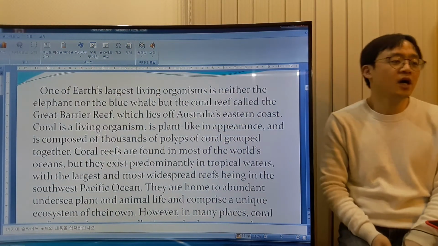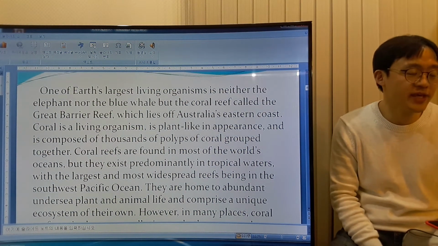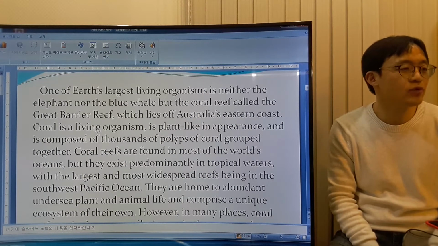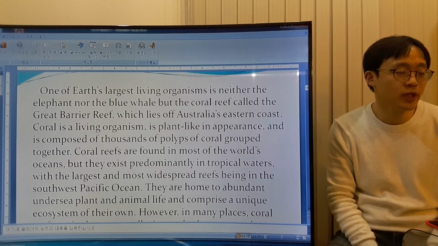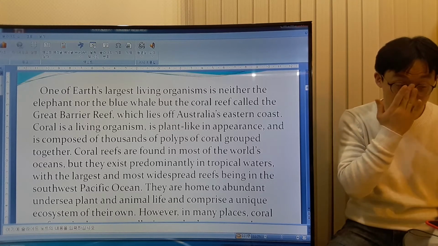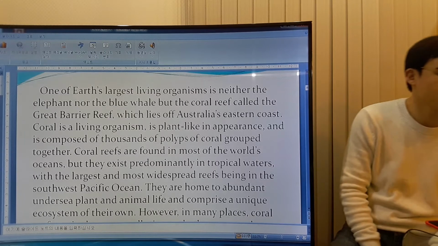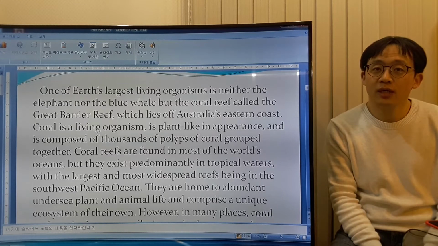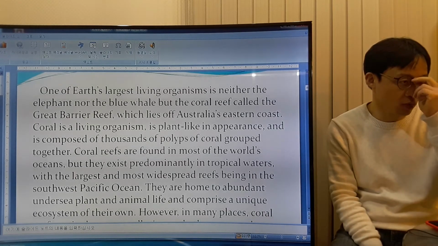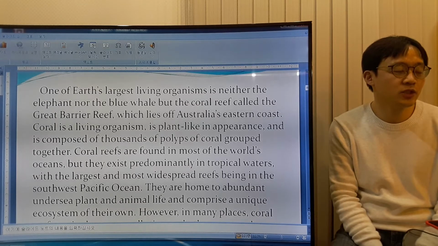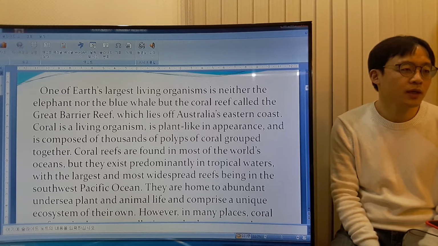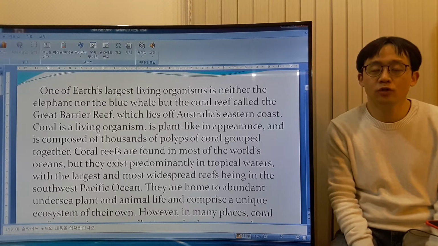One of the Earth's largest living things is neither the elephant nor the blue whale, but the coral reef called the Great Barrier Reef, which is situated just off Australia's eastern coast. Organism is a living thing. Okay? Great Barrier Reef. What's a barrier? A barrier is something like a wall or a fence which prevents things from going from one area to the other. Okay? Off has the meaning of not touching the thing.